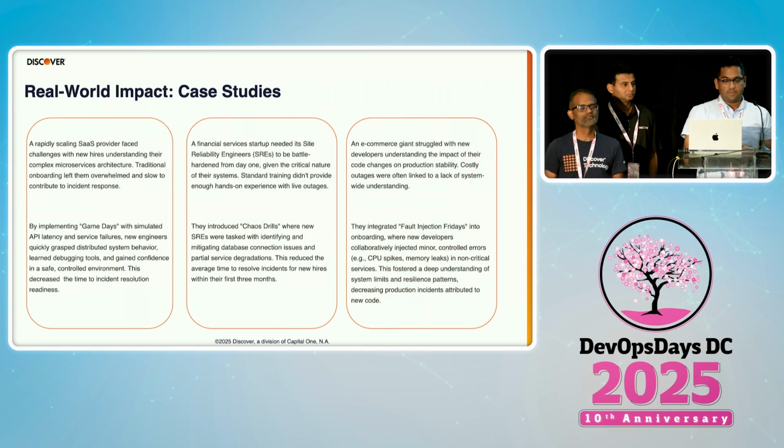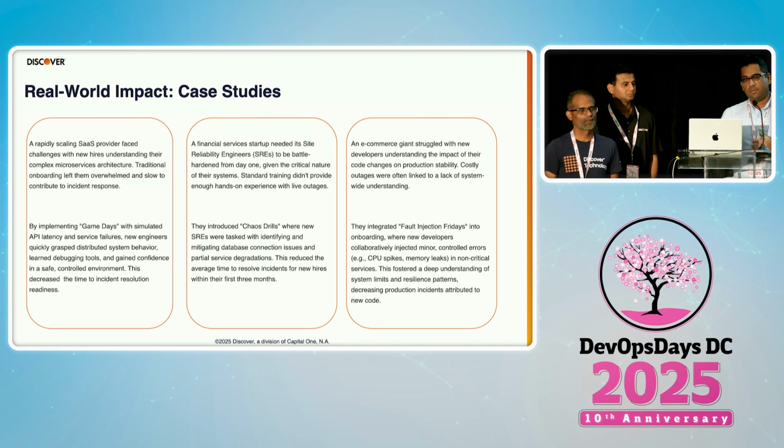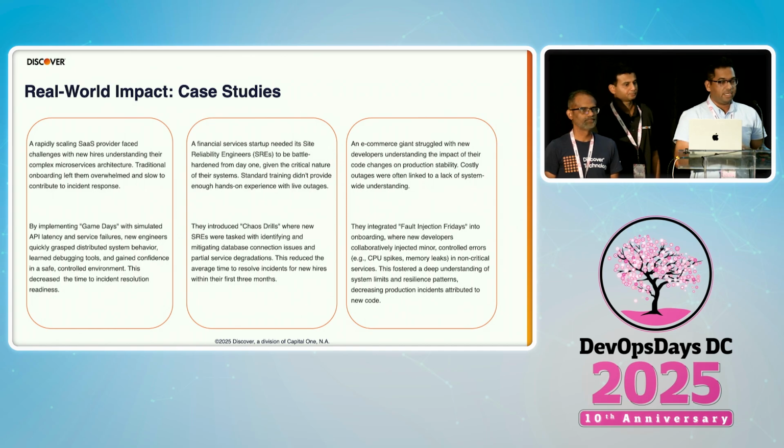There are a few real-world examples. These are just information on different areas, like some of the SaaS product companies and how they are implementing a game day. And then there is an SRE team doing similar stuff in the fintech world. They introduce chaos drills where new SREs are given tasks to identify and mitigate database connection issues and partial service degradation. This helped them reduce the average time to resolve, trying to achieve an MTTR that is compliant not only from an organization perspective, but from a competition perspective. You have to have reduced MTTR over a period of time. So these drills and chaos engineering help you get there.